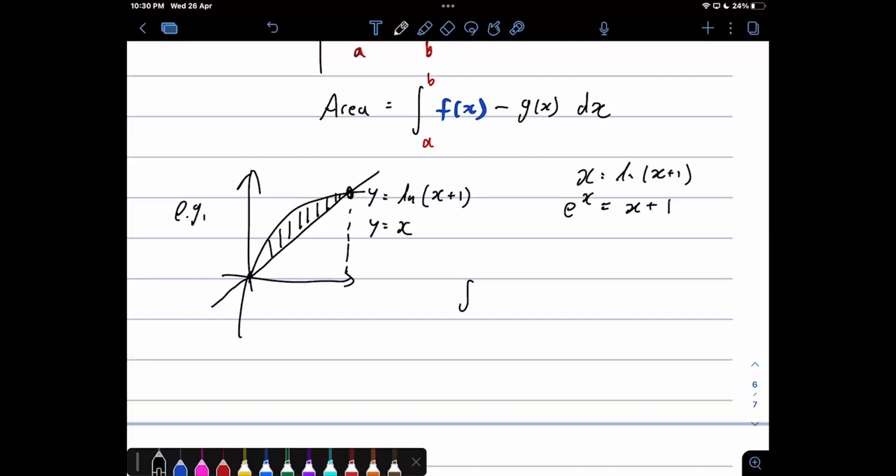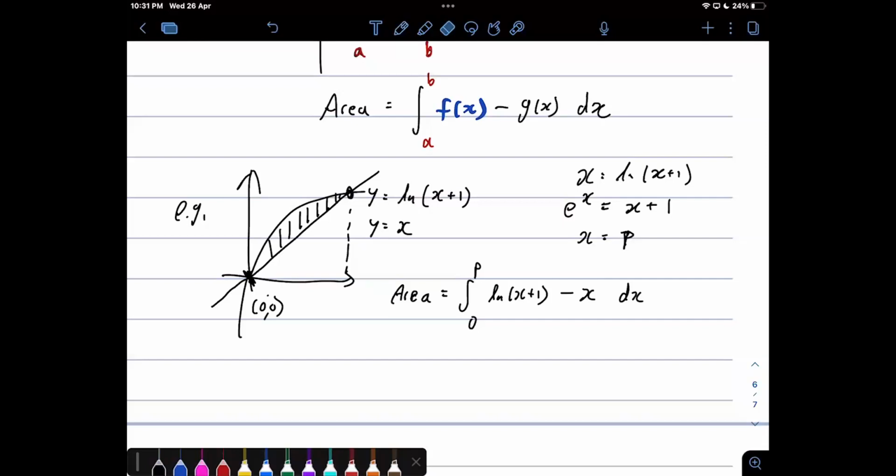If you are able to solve this, what you are supposed to do next is, let's just say that this is a value of p. The intersection here is 0, 0, so the x coordinate is 0. The area will simply be the integral from 0 to p of the top function minus the bottom function dx.